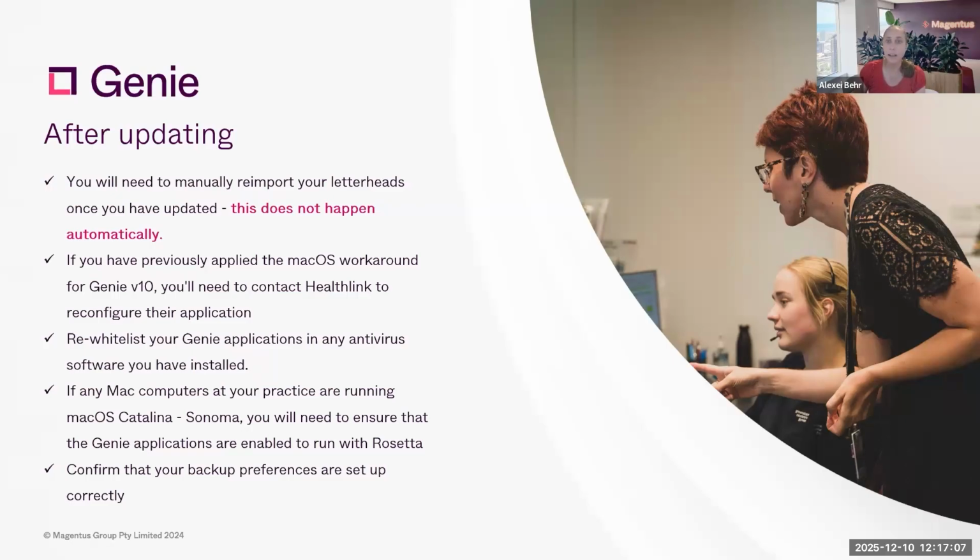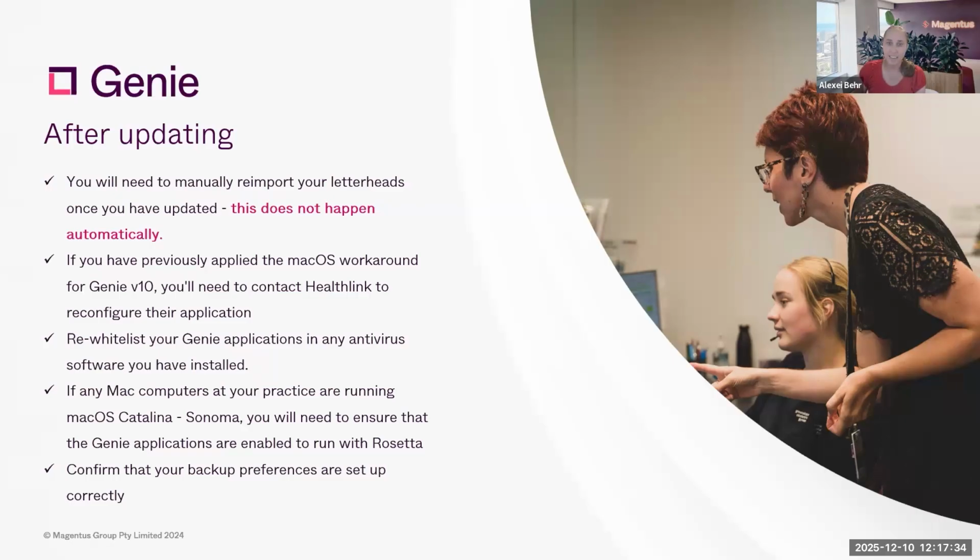And if any of your Mac computers at the practice are running an OS between Catalina and Sonoma, you're going to need to ensure that the Genie applications and the installer are enabled to run with Rosetta. You should receive a prompt to install Rosetta if Genie is the first Intel-based app to run on your Mac. Otherwise, the installer and client application should function without any further configuration.